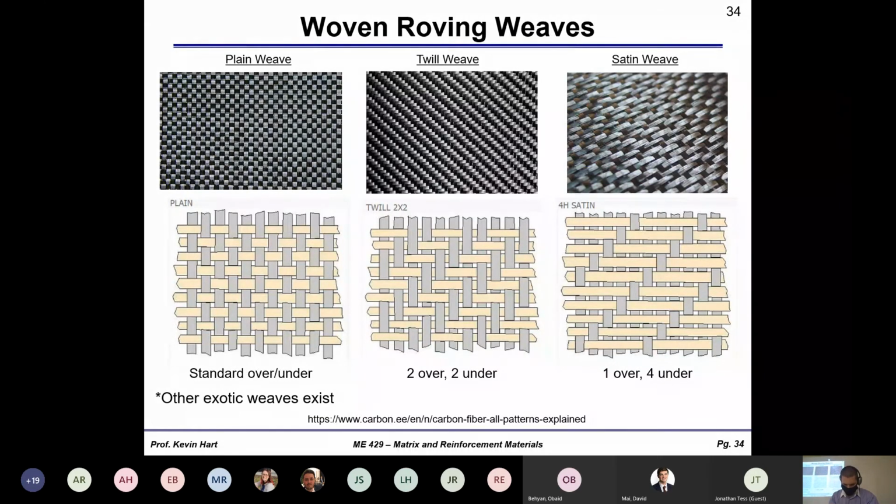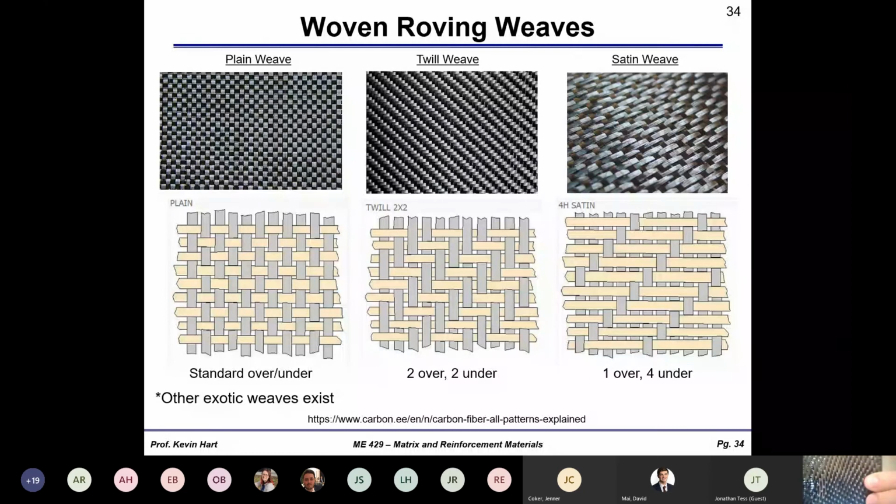I have a quick question. Yes, sir. What would be the mechanical property differences of these various weaves? I'm glad you asked, and we'll talk about that later. Hang on to that question. All right, no problem.